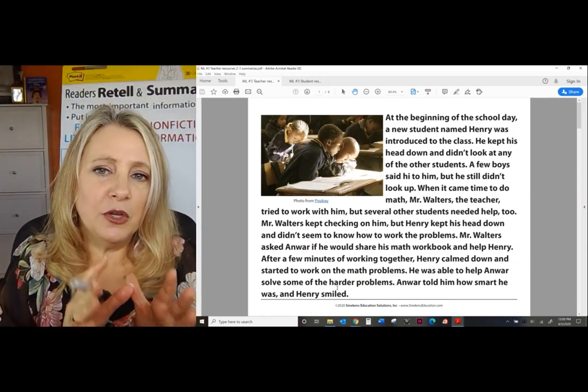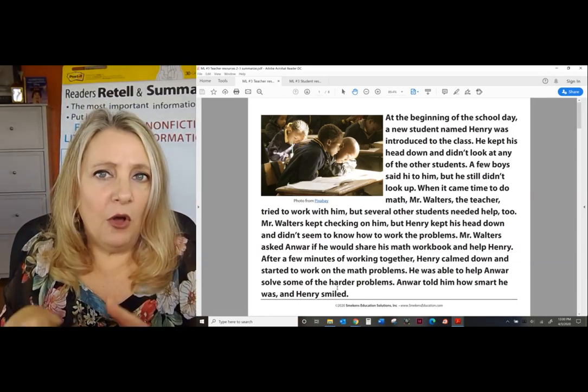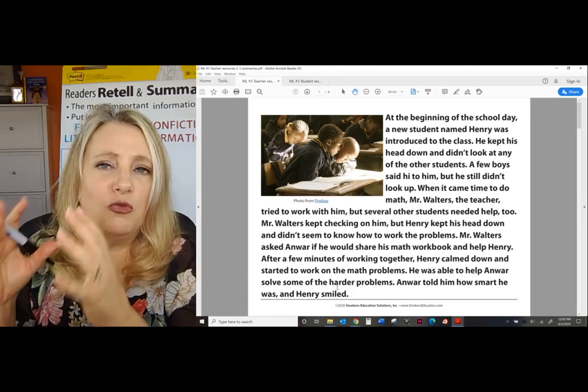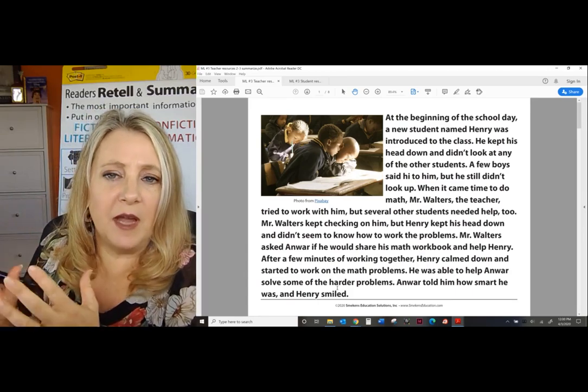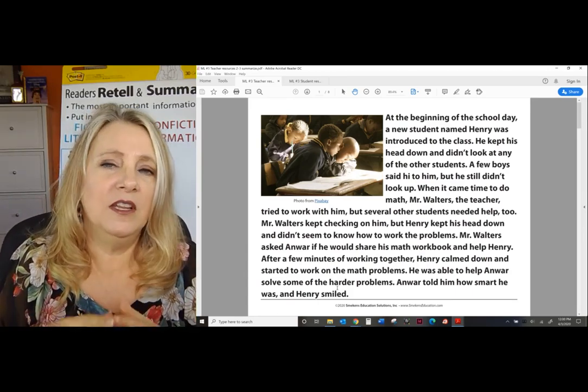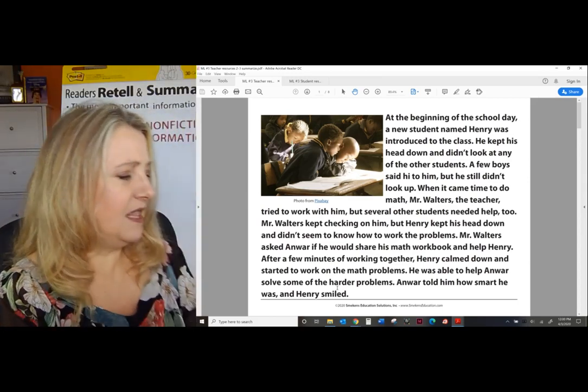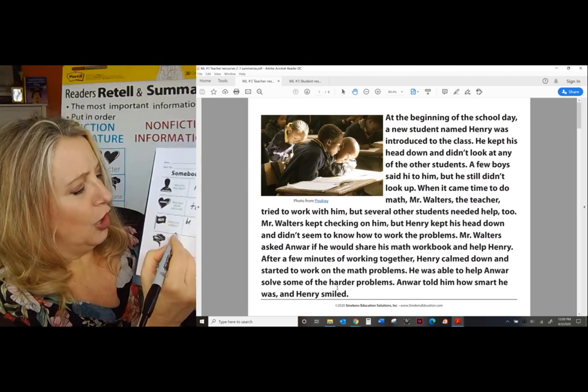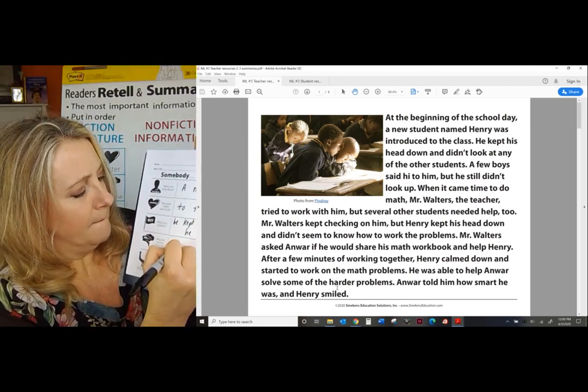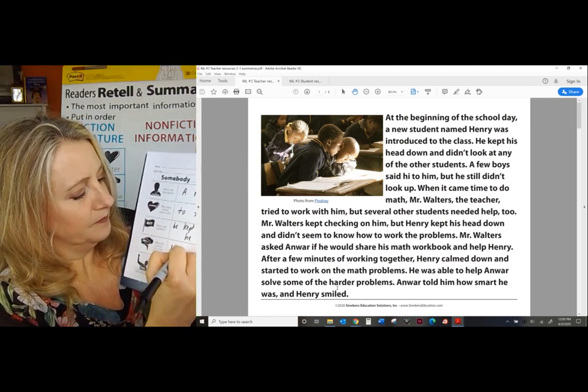This so could be where it's difficult, more troubles, the storms of life come in. That could be the so. You know, Mr. Walters didn't have time to help him. Maybe that's the so. So, Mr.